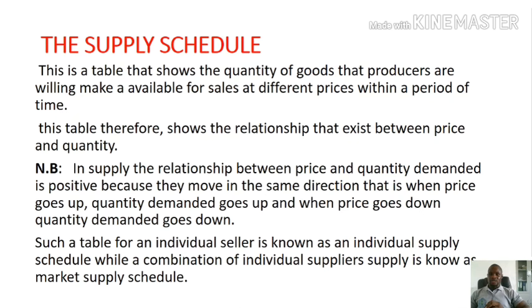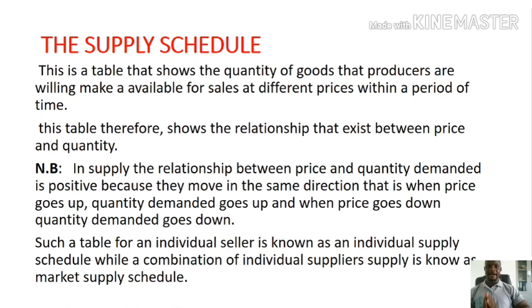So the supply schedule. What is the supply schedule? In demand, we said a demand schedule is a table that seeks to show the various quantities of goods demanded by consumers at various prices within a given period of time. So what is a supply schedule? The supply schedule is a table that shows the quantity of goods that producers are willing to make available for sales at different prices within a given period of time.